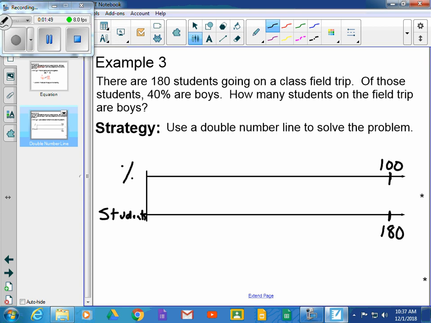Well, if I take 100 and divide it into 5 equal pieces, that will go up by 20% each time. And that will allow me to put 40% on the number line. If I place my matching tick marks, in order to get those amounts, I'm going to have to take 180 and divide it by 5. That's 36. That tells me I'm going to increase by 36 each tick mark.